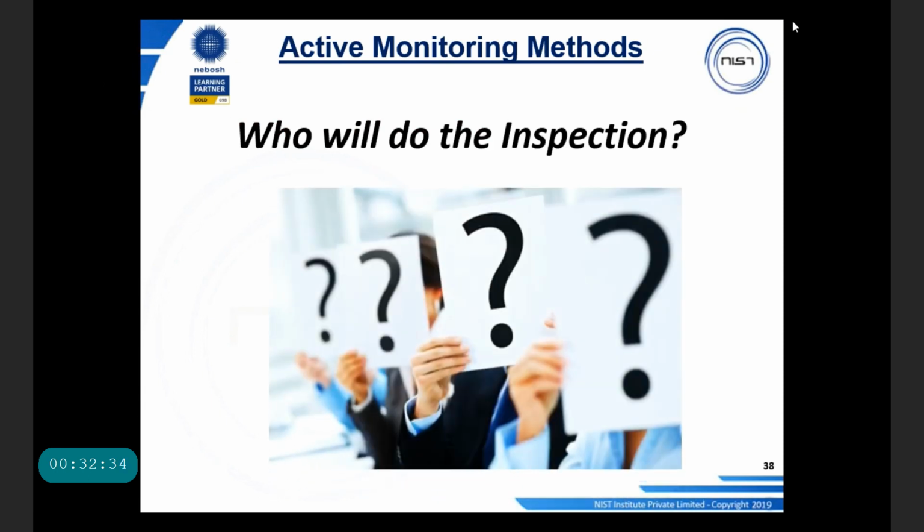Who will conduct the inspection? Did we speak about who conducts risk assessments? A competent person or an incompetent person?